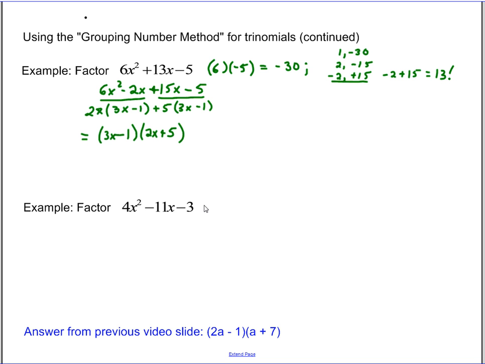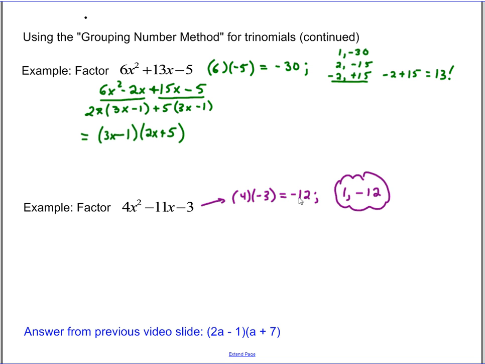Let's say that our problem this time is 4x squared minus 11x minus 3. So we would have to start by multiplying 4 times negative 3 to get our grouping number, this time negative 12. And again, we want a pair of numbers whose sum is negative 11 based on the factors of negative 12. Well, let's see, what have we got here? It looks like 1 times negative 12 is certainly going to be the pair that we want.